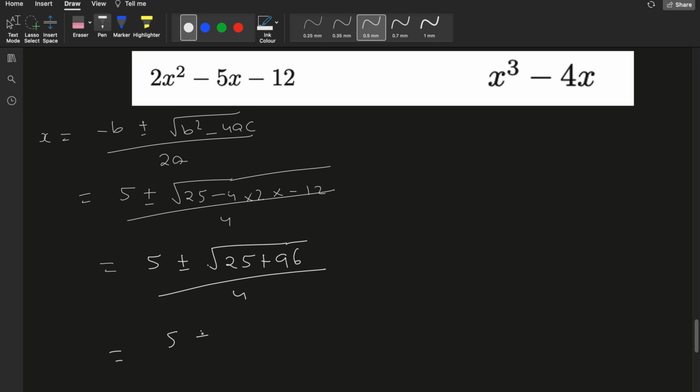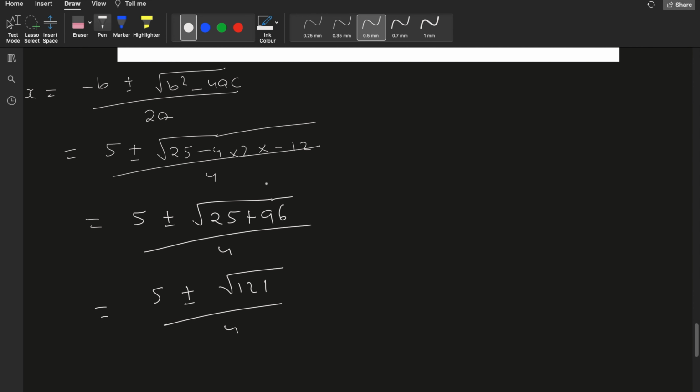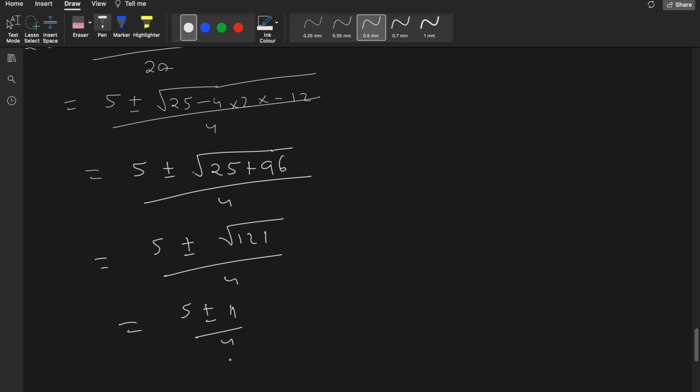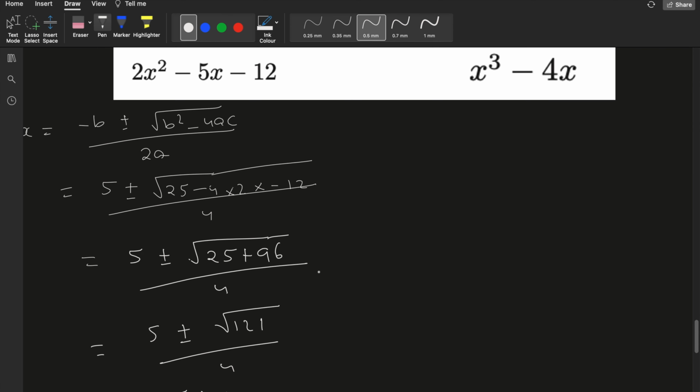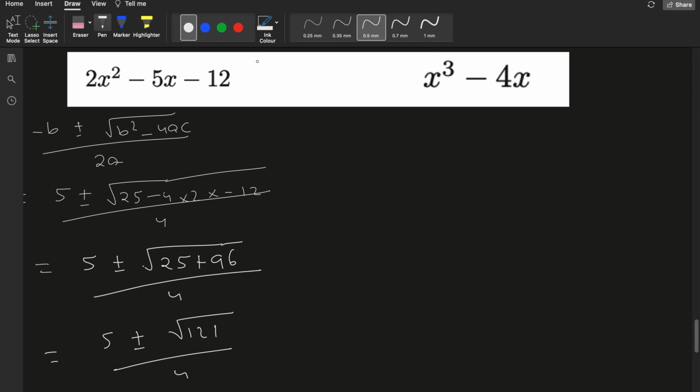So this is 5 plus or minus square root of 121 divided by 4. And square root of 121 is 11. So we can write that. Therefore, the solutions or the roots of the equation are minus 3 by 2 and 4. So these are the solutions of this equation.